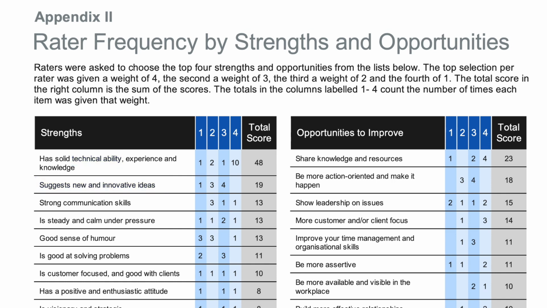In the case of the opportunities, however, share knowledge and resources, 7 people rated him as either their first item or their second item or their fourth item. And 7 people also rated him as being more action oriented. So not only do they want to tap into his knowledge, they also want him to get things done, be more action oriented and complete the task. So the final part for me is always looking at, well, what's the standard deviation on each of those as you go through the frequency tables as well.